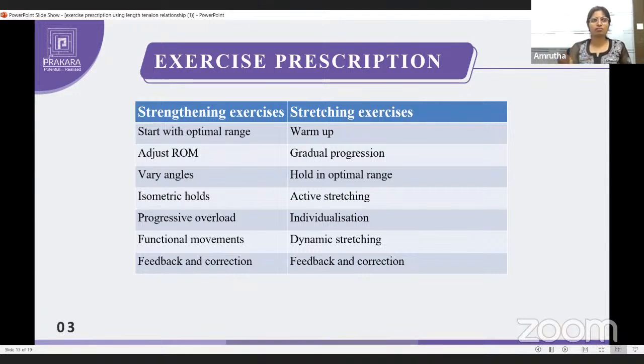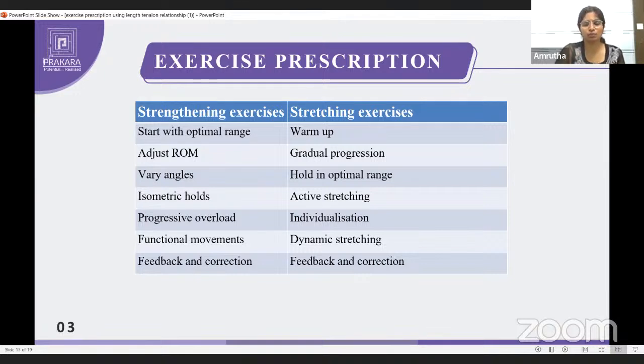Take a dumbbell, ask the patient to do front raises and hold. Just keep in this position. So this is also isometric hold. This is also isometric hold. Going down, this is also isometric hold. So what happens with this? You are deciding which is the optimal length for that particular muscle. Once you have decided that, you can work in a more customized way with the patient.